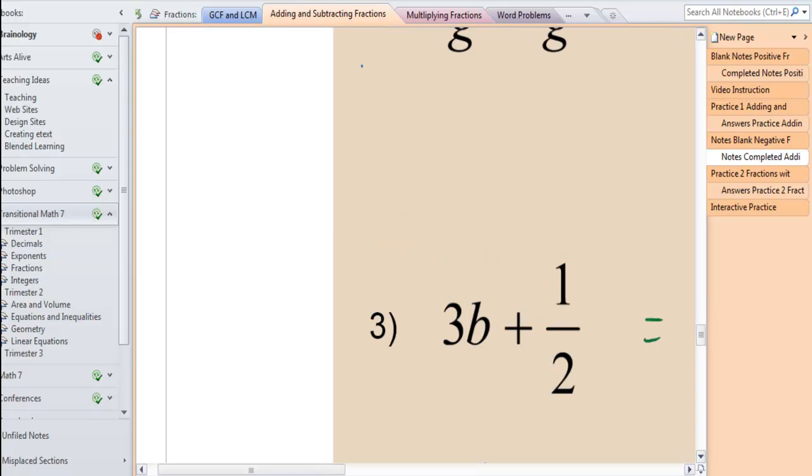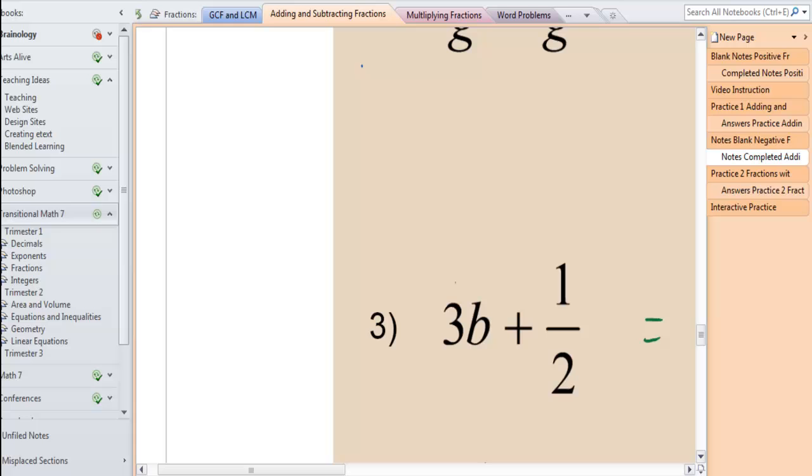In the next fraction, we can use a couple different techniques for this. The one thing I'll tell you is you cannot have a mixed number with a variable in it, so we can't just say 3b and a half like we would normally. So if this is 6 plus 1/2, we would just say that that equals 6 1/2, but we can't do that with a variable. So you're going to have to write this as an improper fraction.